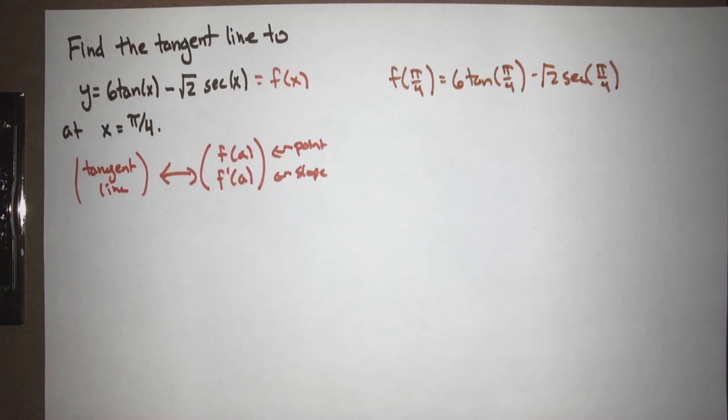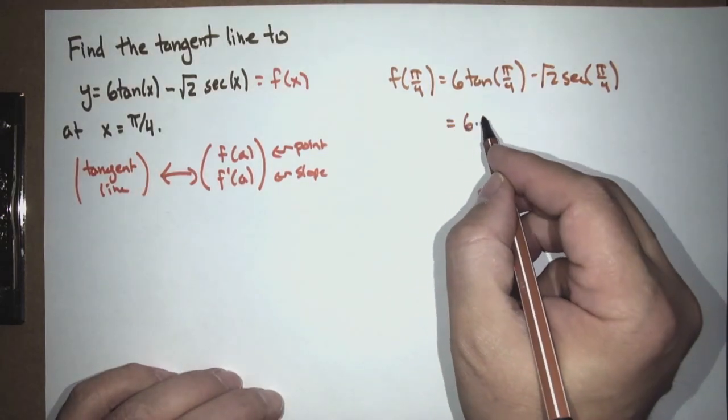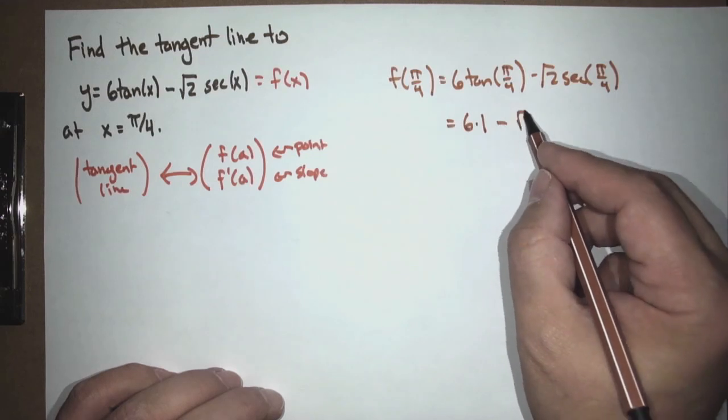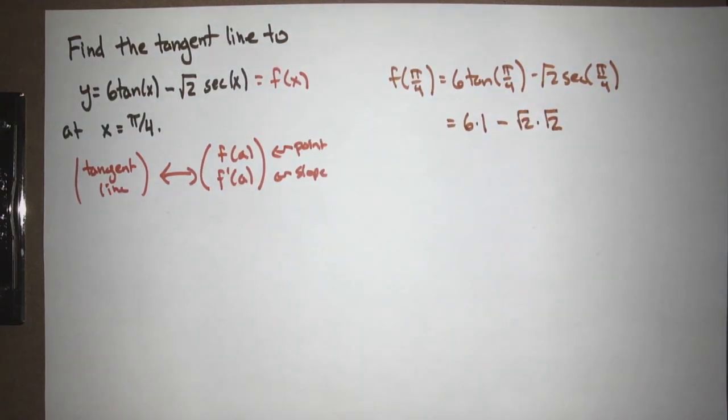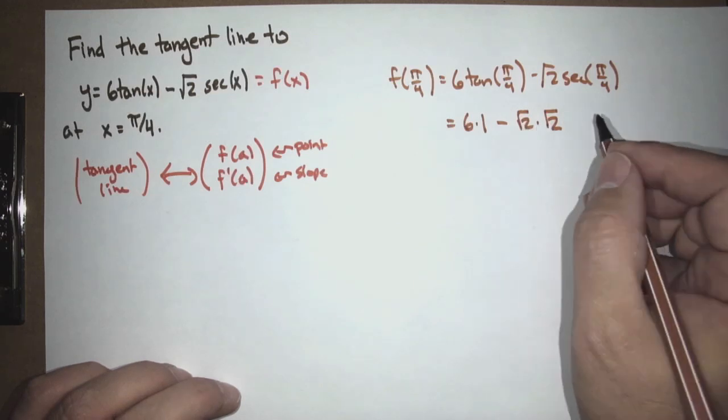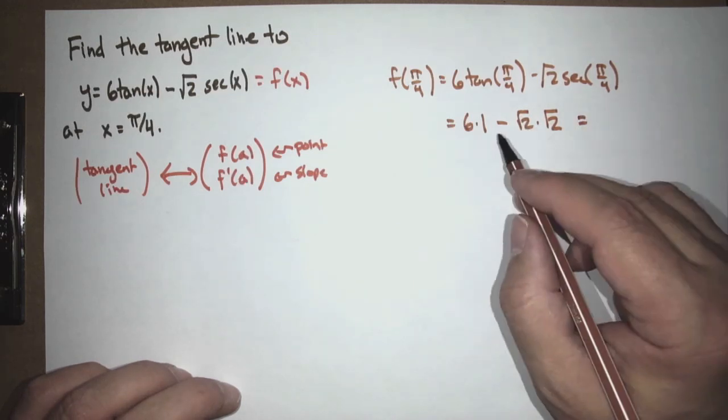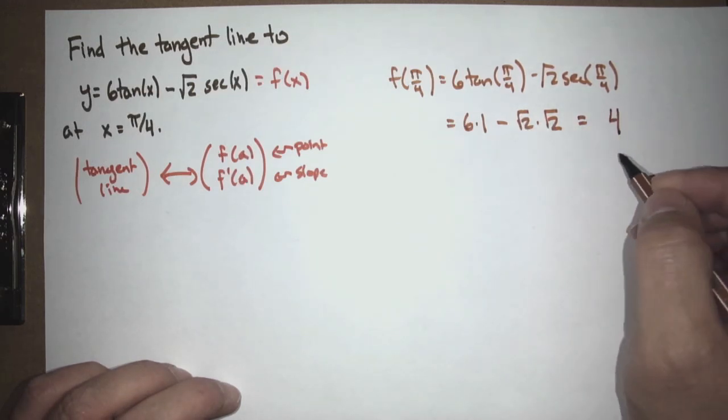My heart, it hurts right now. There's tangent and there's a pi fourths. You should be like, oh, this is a great day for us. Tangent of pi fourths? 1. It's a 45-degree angle. Secant of pi fourths, square root of 2. If you're not sure why, cosine of pi fourths is 1 over square root of 2. Remember, secant is you flip cosine. Square root of 2 times square root of 2 is just a fancy way of saying 2. So you have 6 minus 2, which is 4.